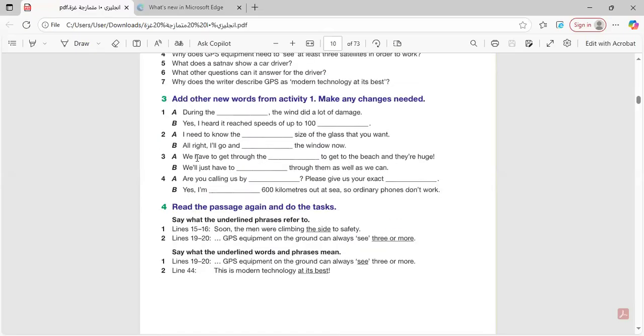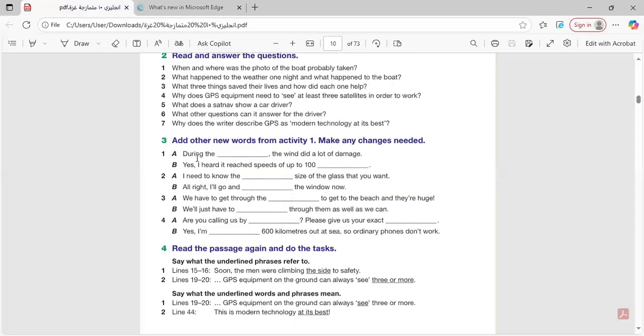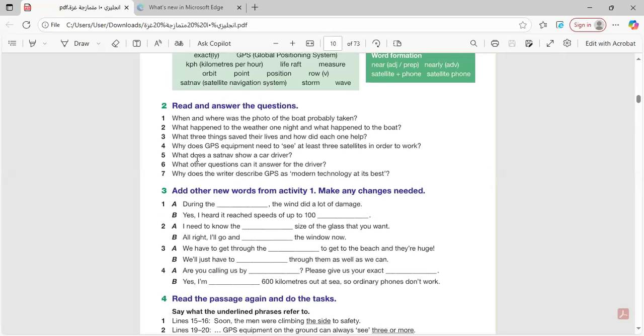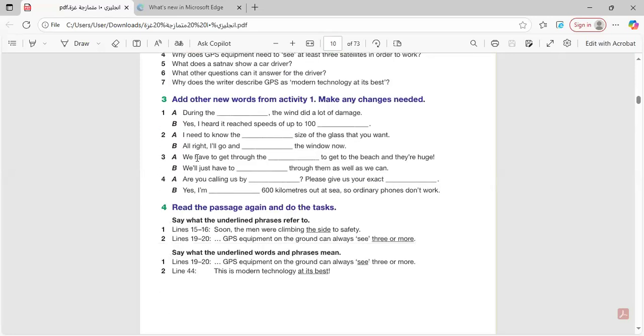Yes, I heard it reached speeds of up to 100, what guys? kph, kilometers per hour. Okay. Number 2: I need to know the exact size of the glass that you want. Exact. All right, I will go and measure the window now.